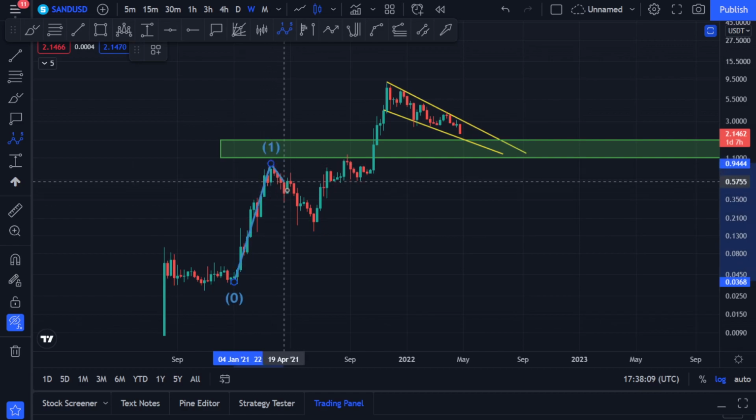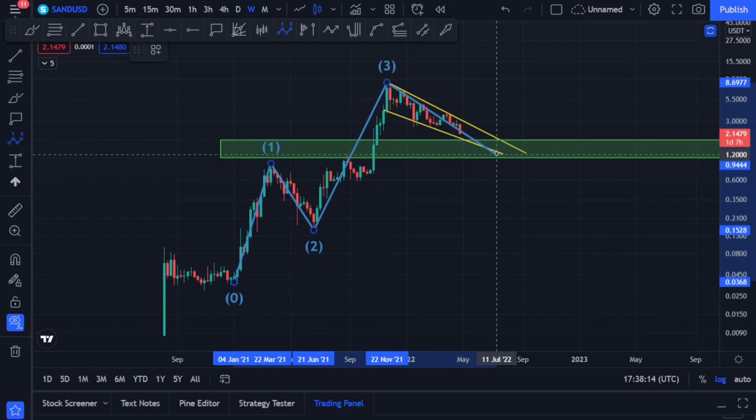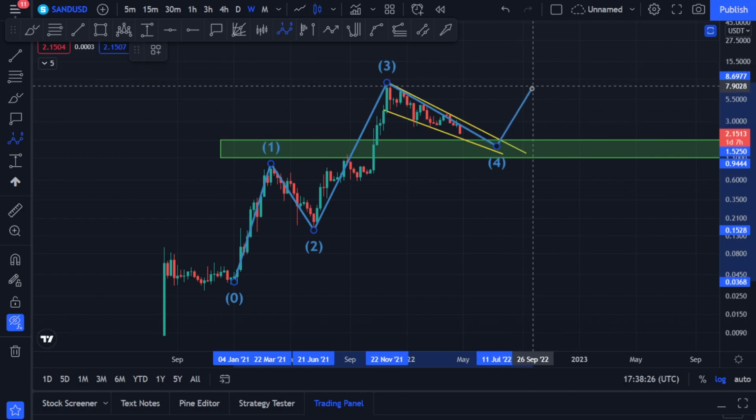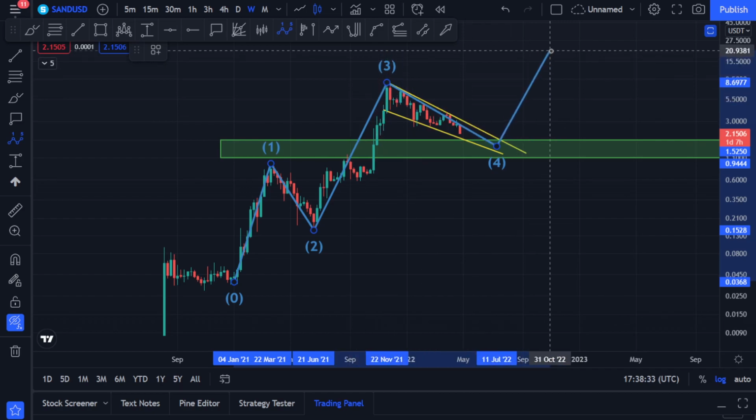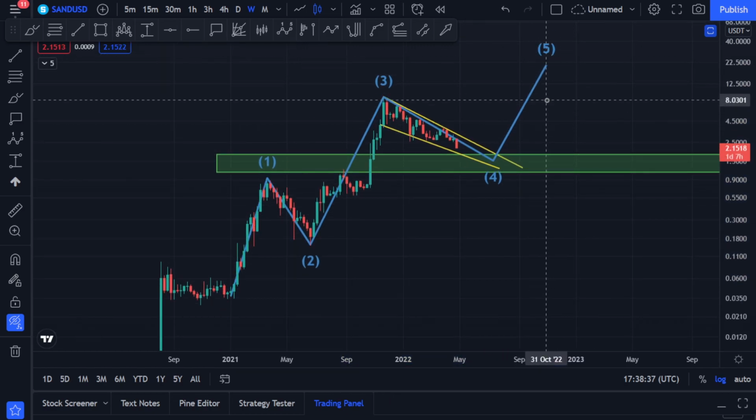The first wave, second wave, third wave, this fourth wave, if it comes over here, because you can see this falling wedge is also ending over here somewhere. Let's say it comes over here. And wherever that fifth wave is, usually the fifth wave is either the height of this third wave, or in between the third and the first wave. So this is the whole point.